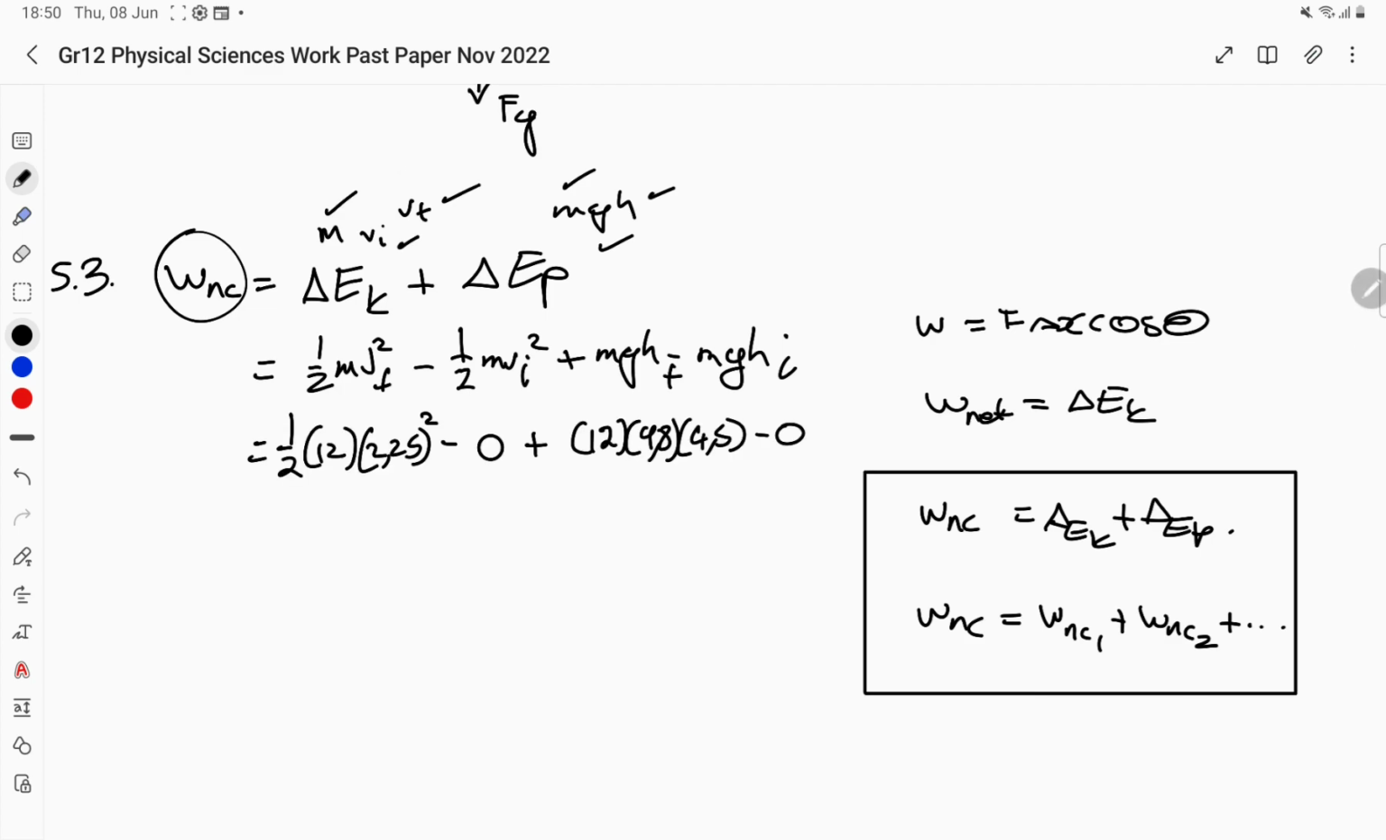I'll fill it in quickly. For this piece here I subbed in, but for this piece I just made it 0 because I know the initial velocity is 0, so that whole term will be zeroed out.